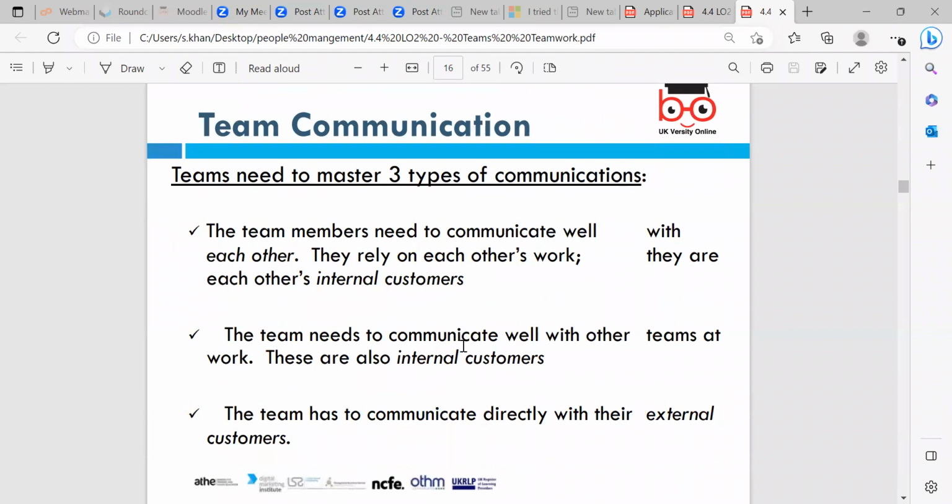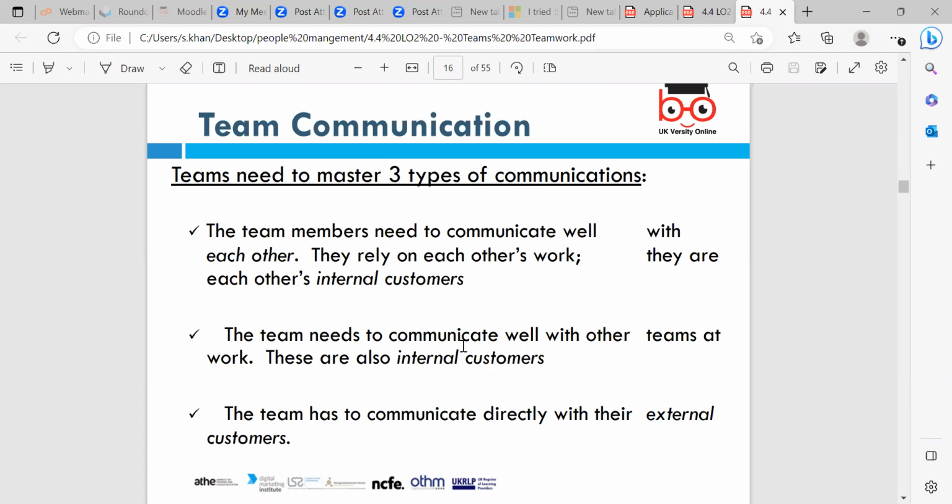Team communication. So teams need to master 3 types of communication. So the team members need to communicate well with each other. They rely on each other's work. They're each other's internal customers. So it's really important that you work together with your team, because you're able to establish a good rapport, but also able to do your work well and communicate with each other well.